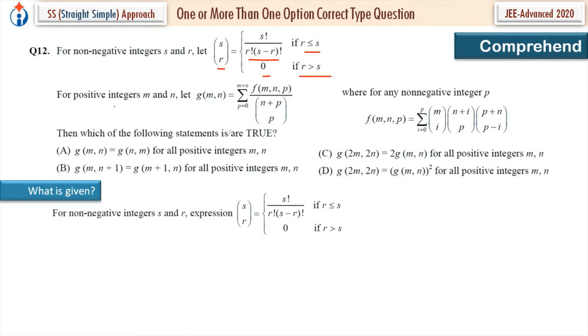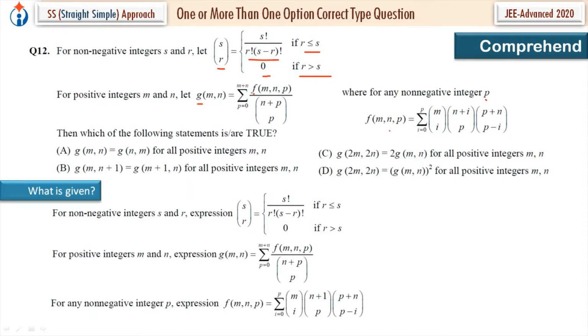Now for positive integers m and n, let the expression g(m, n) be equal to the summation of this expression f(m, n, p) divided by n plus p C p, where the summation is p from 0 to m plus n. That is my expression g. And this expression f, for any non-negative integer p, f(m, n, p), is the summation over i from 0 to p of mCi, n plus i Cp, p plus n C p minus i. So this is given.